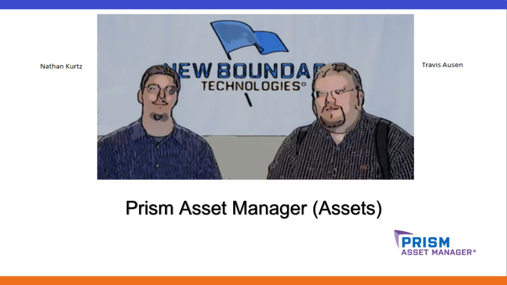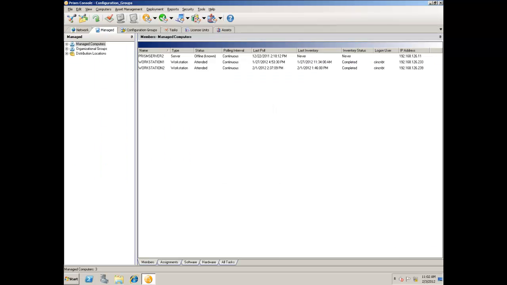Today, we're going to talk about Prism Asset Manager, particularly assets. Nathan? So there are two primary types of assets: scannable assets and non-scannable assets. Scannable assets would be an asset that we can scan over the network that would have an IP address range. So a computer, a switch, a printer, something along that nature. A non-scannable asset would be something that we want to keep track of but would not have an IP address. So something like a monitor or keyboards or mice or other such items.